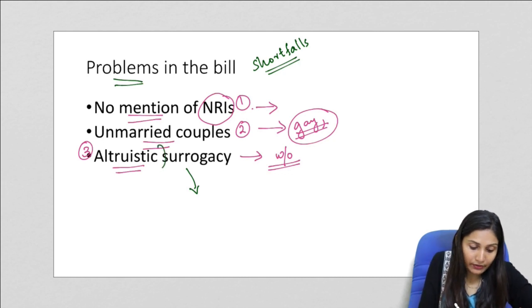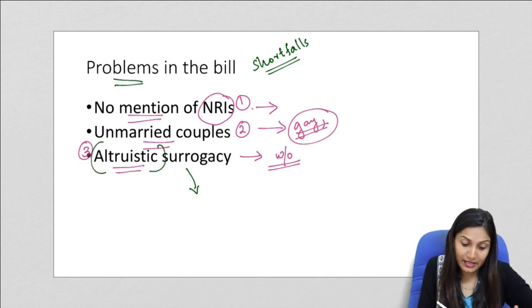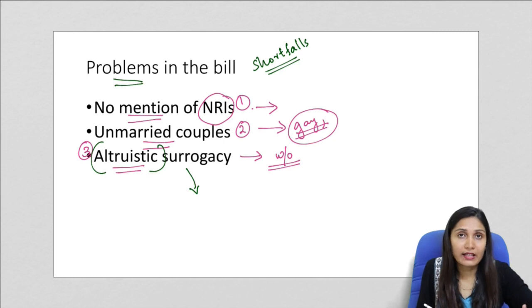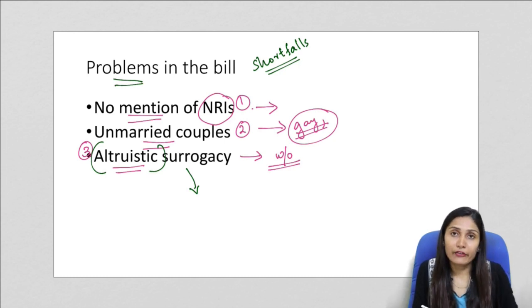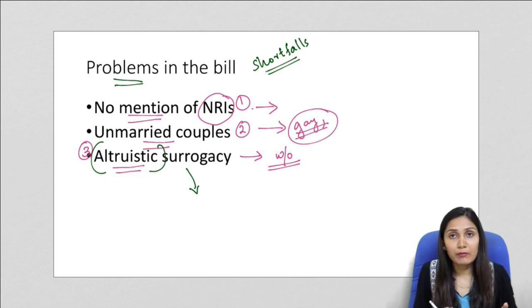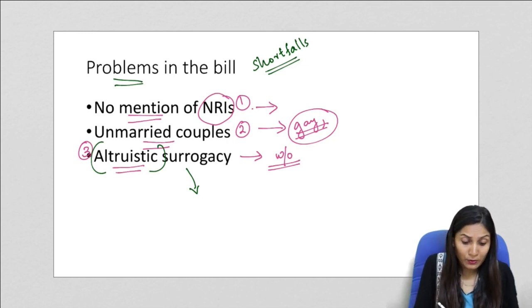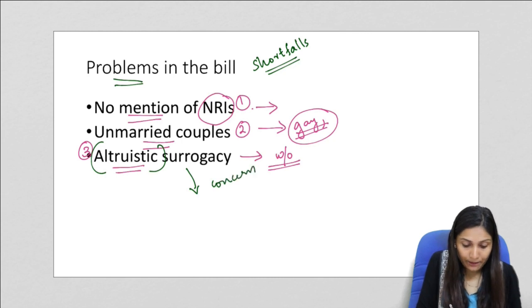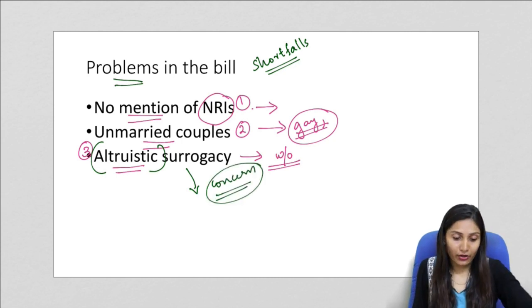So this feature of altruistic surrogacy has already been adopted in many countries and it has already proven to be a failure. This is because most of the surrogate mothers undertake this because they are in need of money, and most of them come from vulnerable and underprivileged backgrounds. So they are in need of financial help. That is why they undertake this. So this feature of the bill is also a concern, and this is also a serious shortfall.